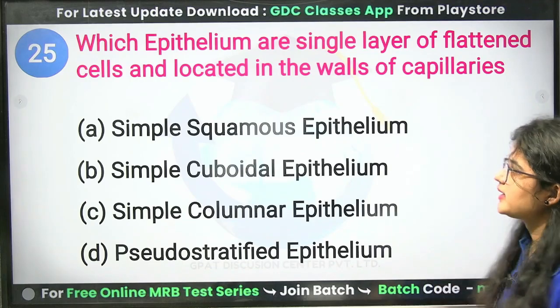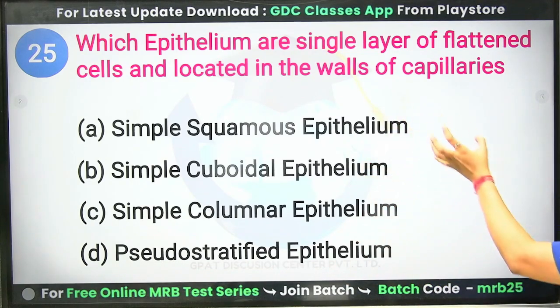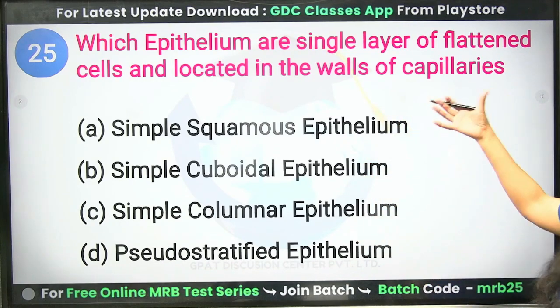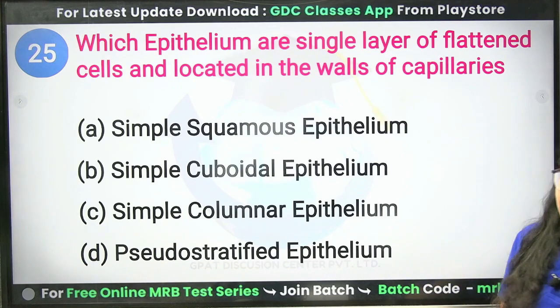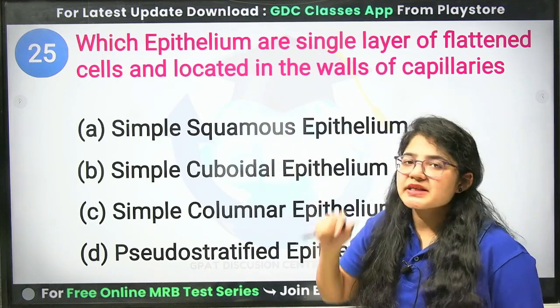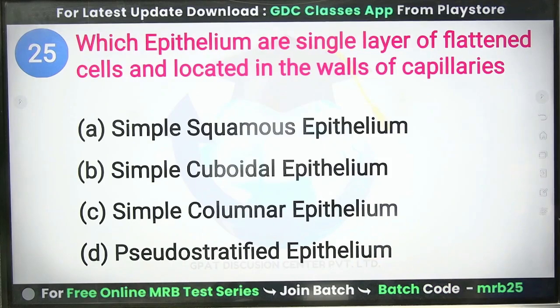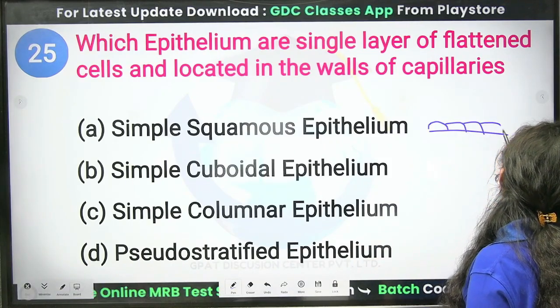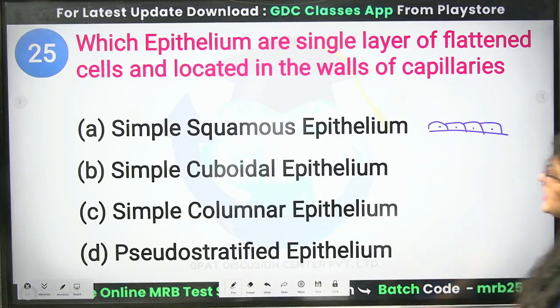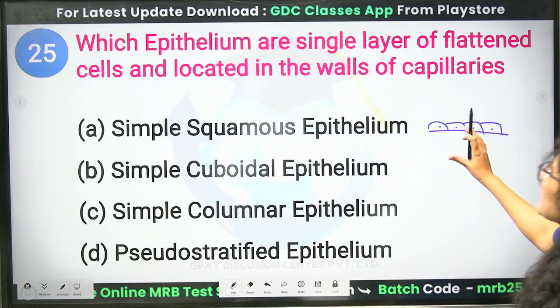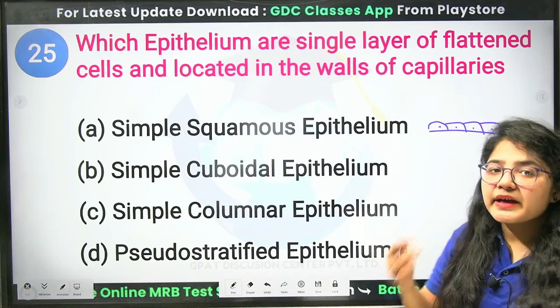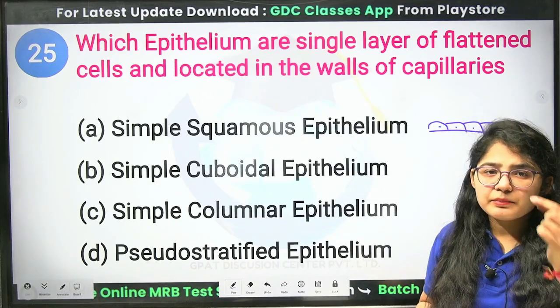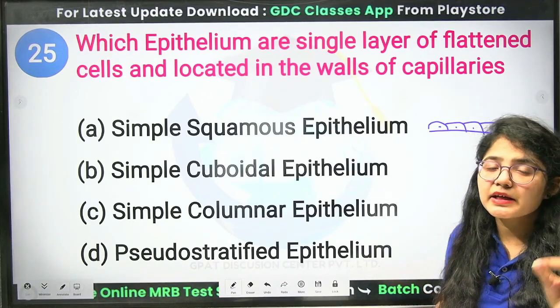The question is, which type of epithelial tissues are present in the wall of capillaries? So that is simple squamous epithelial. What is simple squamous epithelial? It looks like the flat cells. This is the simple squamous epithelial. Clear? So these are present at the walls of capillaries. You can understand the capillaries are the thinnest part, thinnest thing in your body.